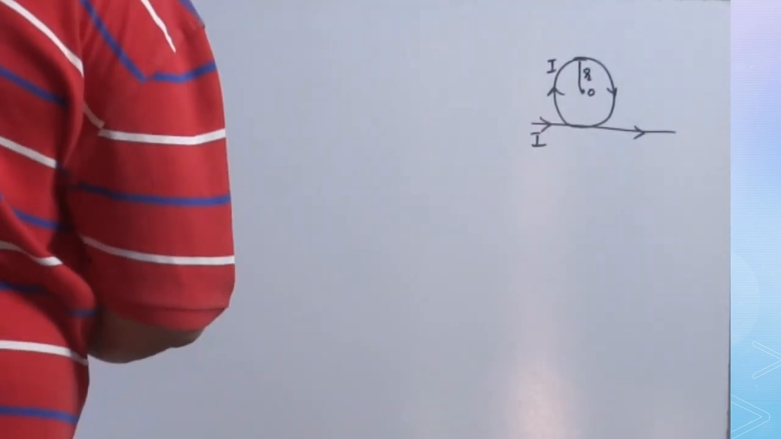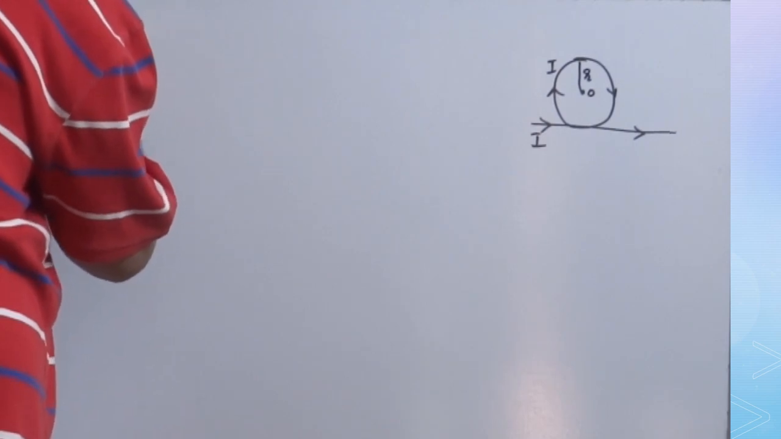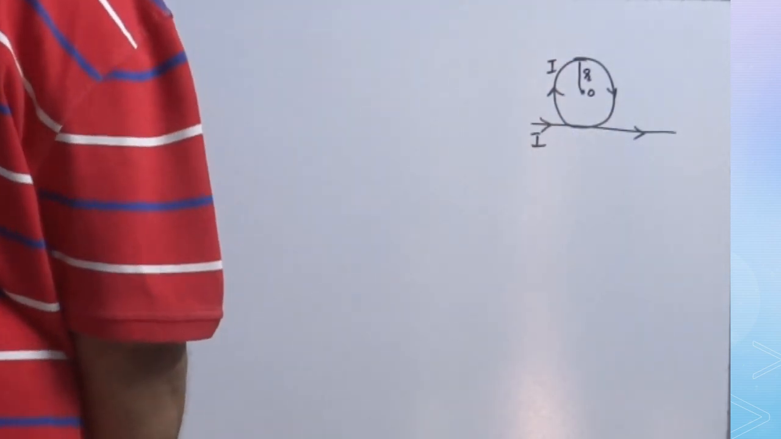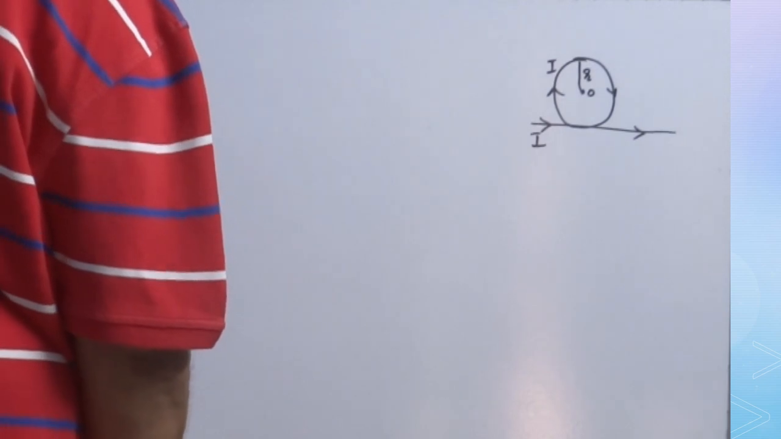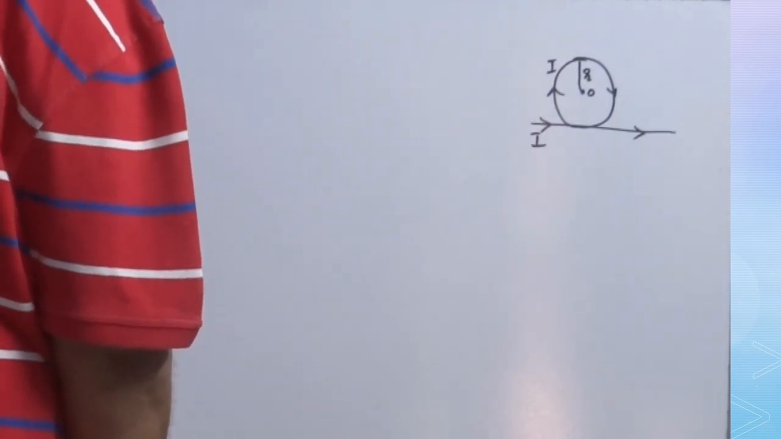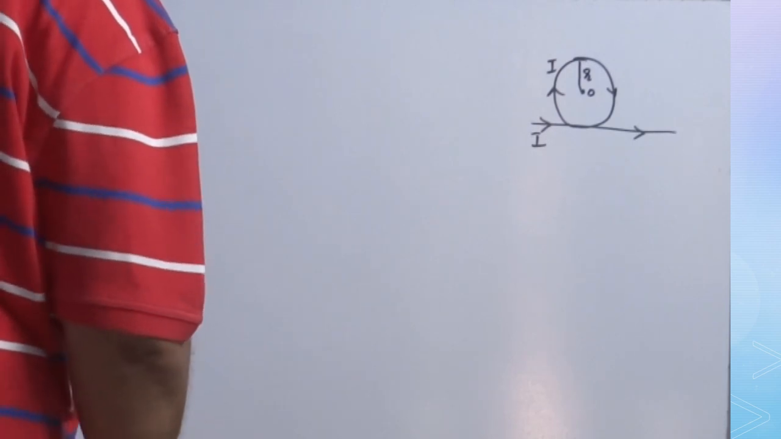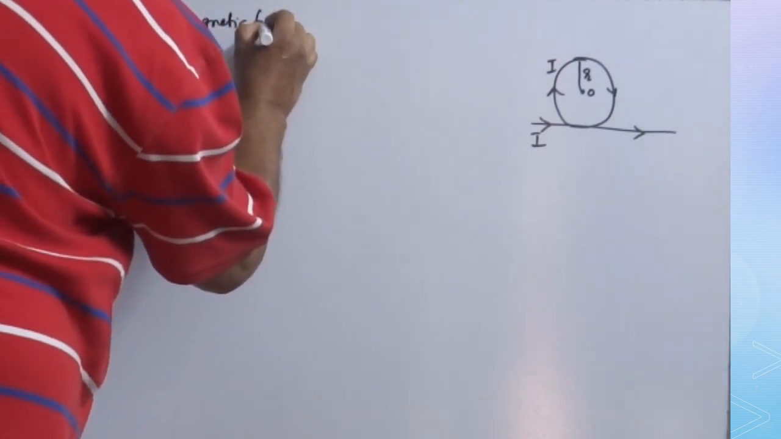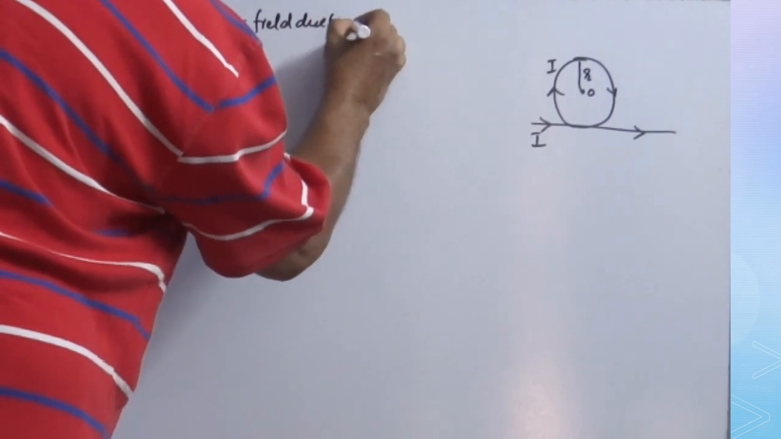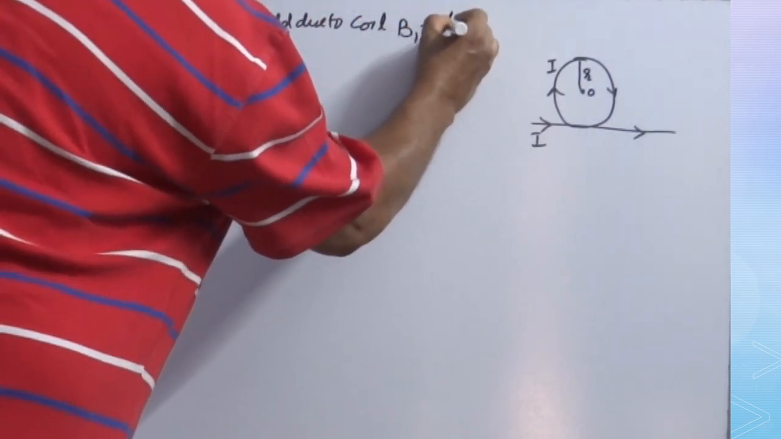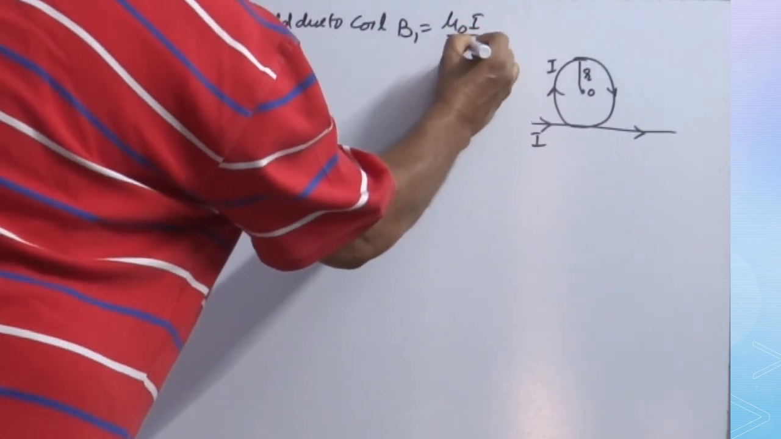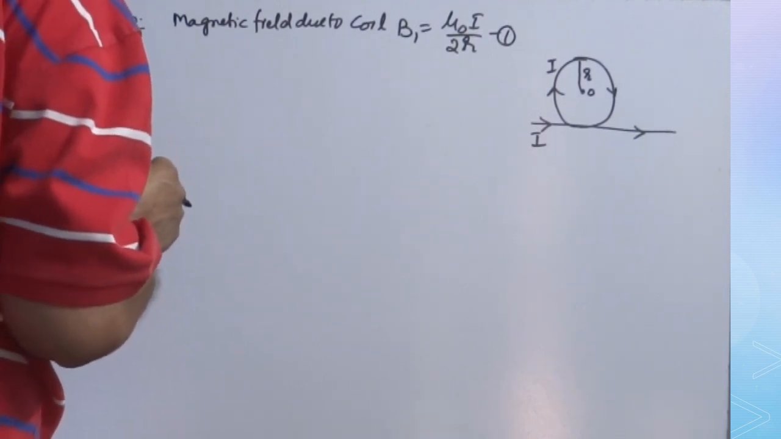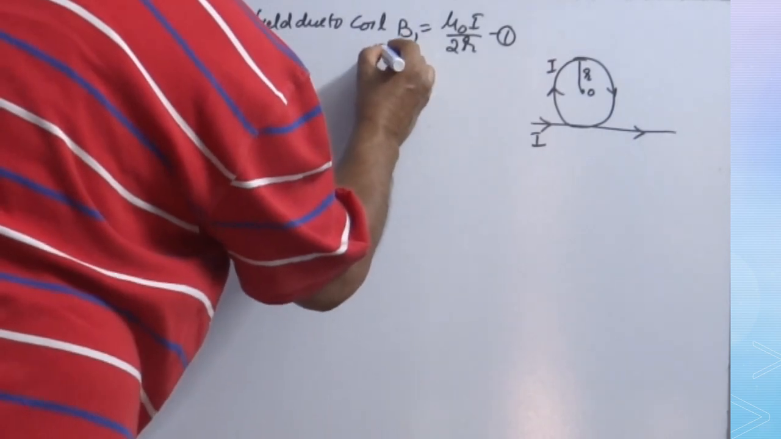Question number 5 goes like this. There is a circular coil and one infinitely long straight conductor in contact, and you have to find the net magnetic field at the center. So calculate one by one the magnetic field due to the coil. Due to coil, B1 is equal to mu naught I over 2r. This field will be pointing downward.